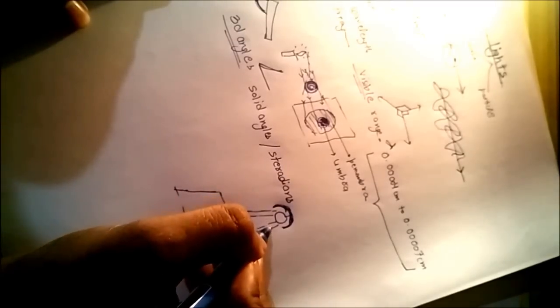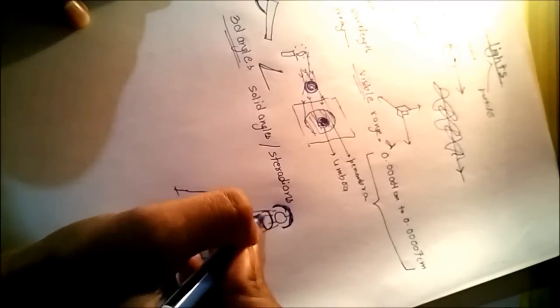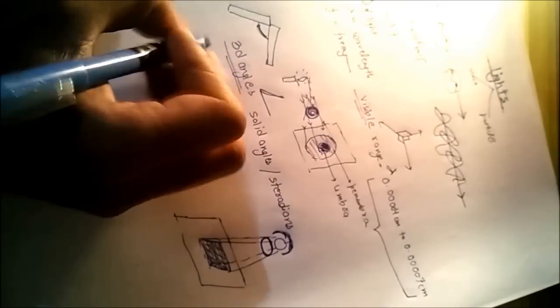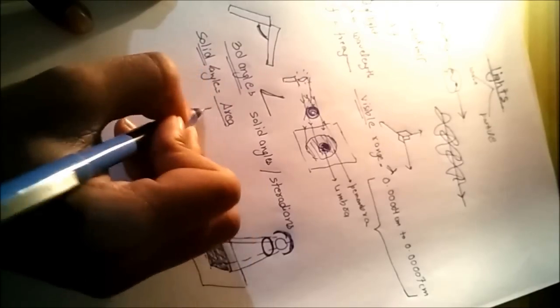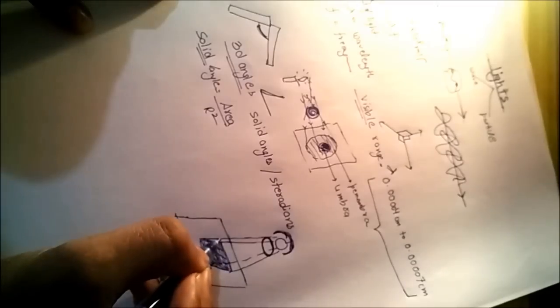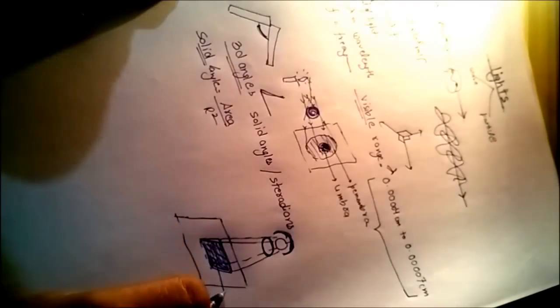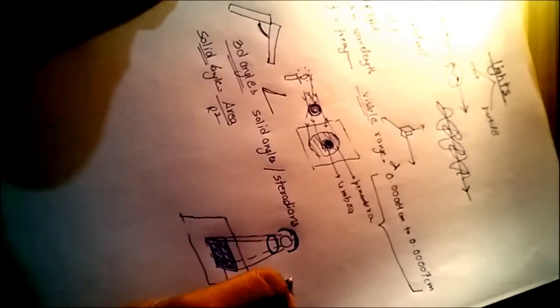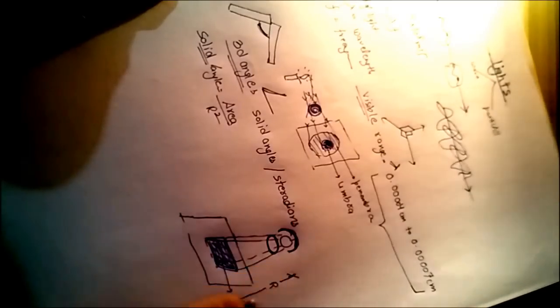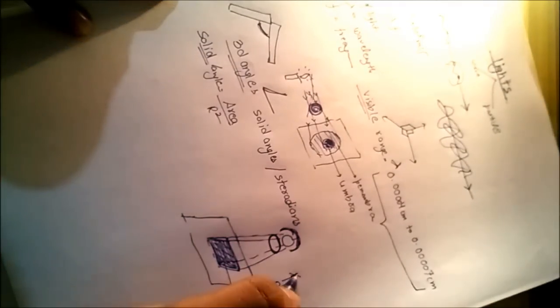So to find out this angle, this is a 3D angle. The formula for solid angle is equal to area upon r square, means this area upon r square, where r is the distance from the light source to that area.